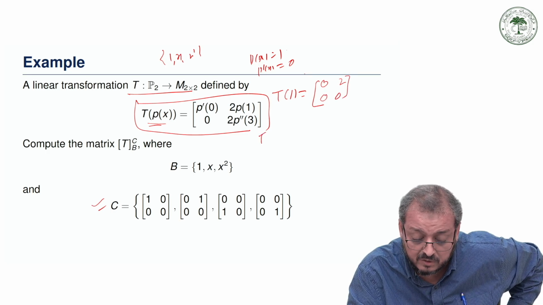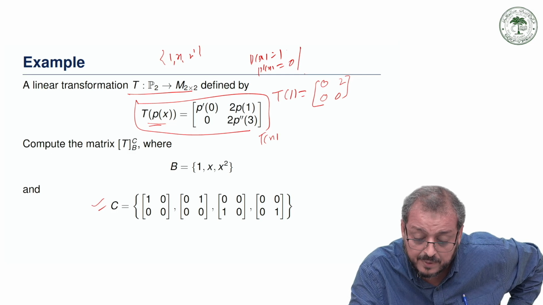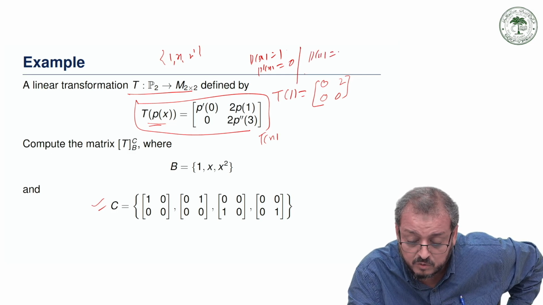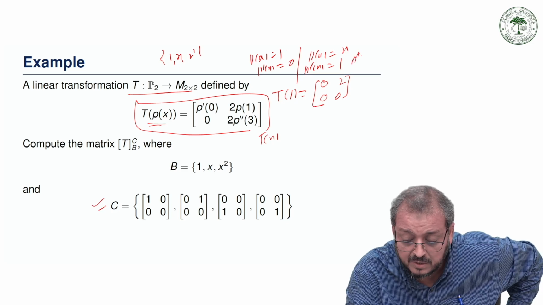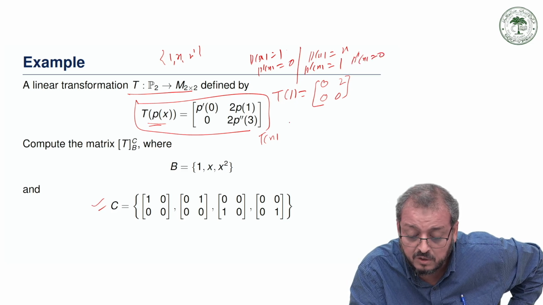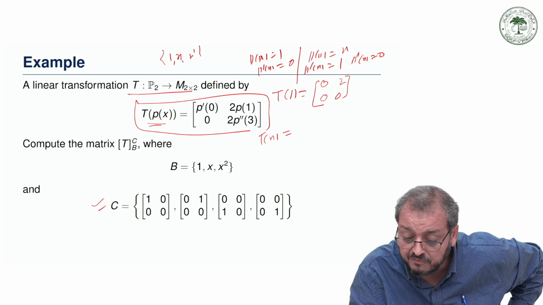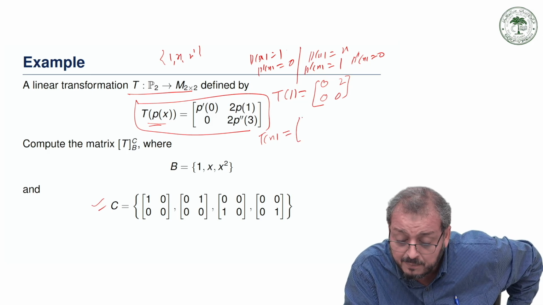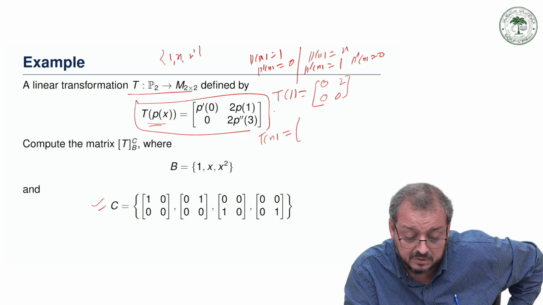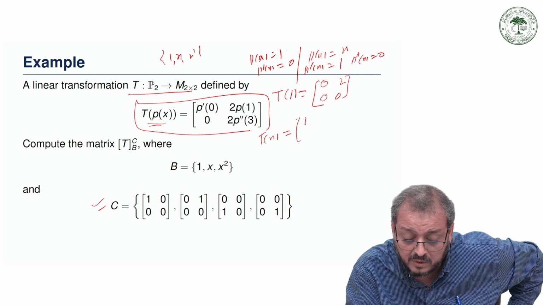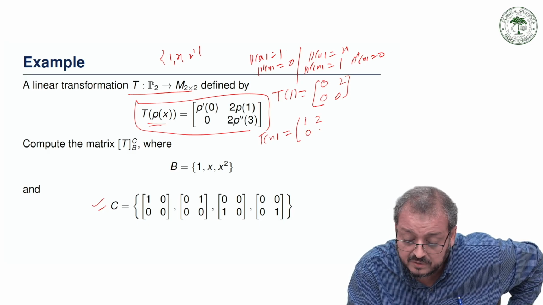And also we can calculate for x. Then we have P(x) equal to x, then the derivative of P is equal to 1, and then the double derivative of P is equal to 0. So T of x can be written in the form of a matrix: P prime of 0 is equal to 1, and now twice P of 1 is equal to 2. Then we have 0 and 0.